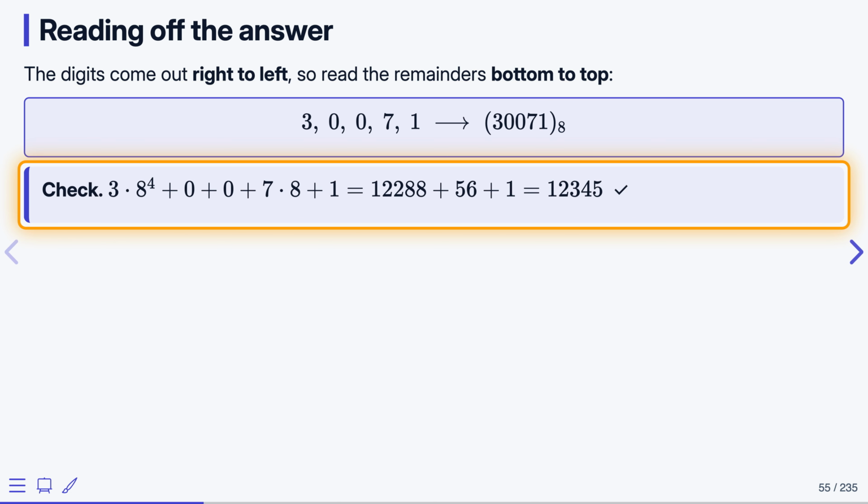Always check your work. 3 times 8 to the 4th is 12,288. 7 times 8 is 56, plus 1. Add them and you get 12,345, which is the number we started with. It checks out.